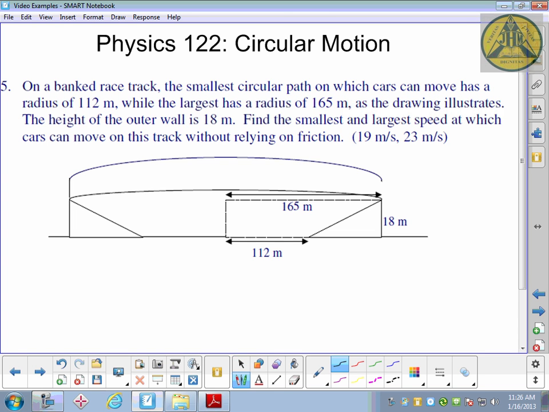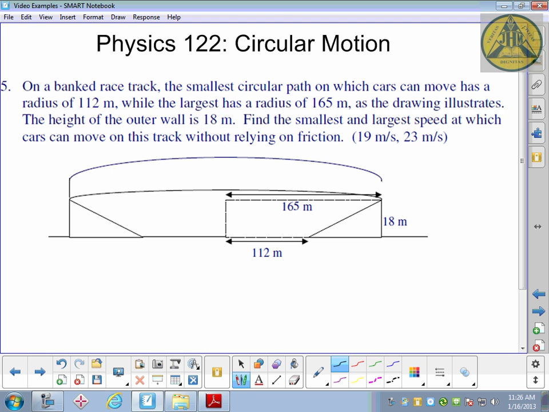Okay, and here's question 5 from one of your circular motion worksheets on banked and unbanked curves. We got a banked racetrack. The smallest circular path on which cars can move has a radius of 112. It's down there in the bottom. Largest is 165, and the height of the outer wall is 18 meters. Find the smallest and largest speeds at which the cars can move on this track without relying on friction.